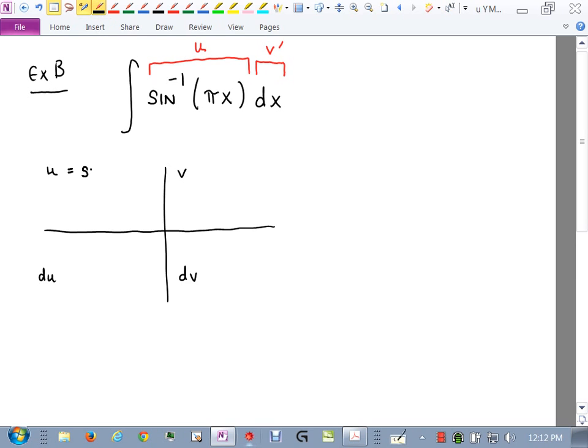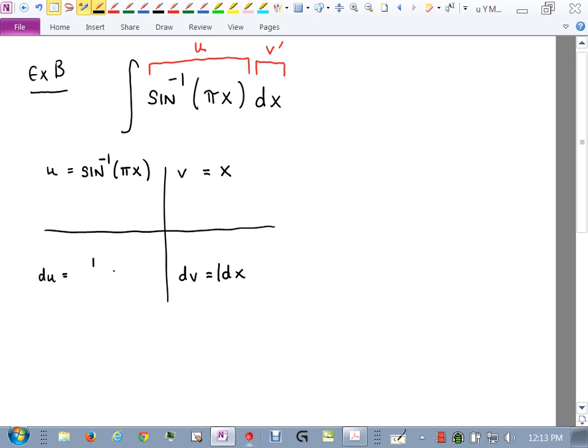u is equal to arc sine of pi x. In the back of my mind, I'm thinking, can I take the derivative of this? Yes. And then the dv is going to become the dx. Can I take the antiderivative of dx? What's the antiderivative of dx? It's just x, right? Because that's like 1 dx. The antiderivative of 1 is x. So I can go up. I'll do the v first because I'm right there.